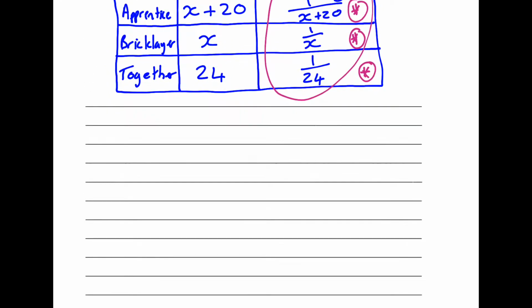So we can set up an equation by saying that 1 over X plus 20, plus 1 over X, is equal to 1/24th. Now we're going to multiply by the LCD. So the LCD in this case is 24X into X plus 20. So we're going to multiply each fraction by that.